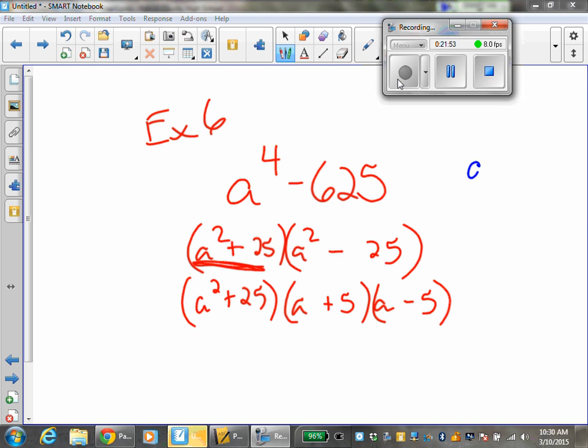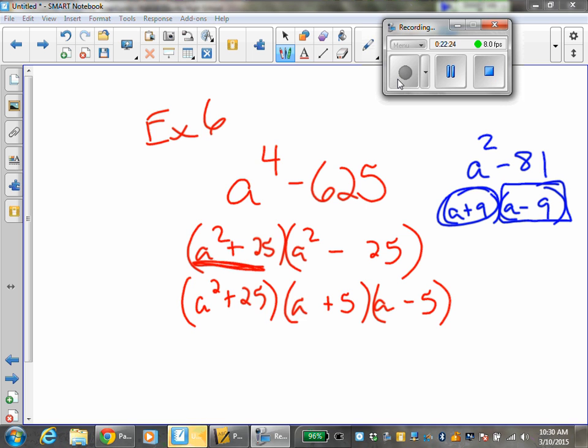I'm not going to do this as an example, but I just do want to show you. Let me go back to 81 again. Okay? Difference of 2 squares? Yes. So this would be A times A and plus 9 and minus 9. Now my question is, are you finished, or can you go further? Well, we know this guy's done, right? He's done. Prime.